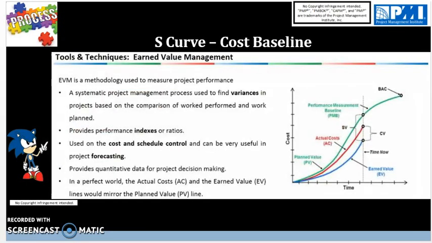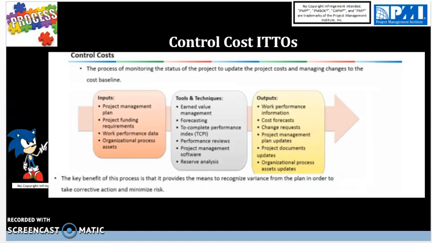Now the ITTOs of control costs are as follows. For inputs, we have project management plan, where we have the cost baseline and cost management plan. Then we have project funding requirements, which include projected expenditures plus anticipated liabilities such as reinsurance for the project.